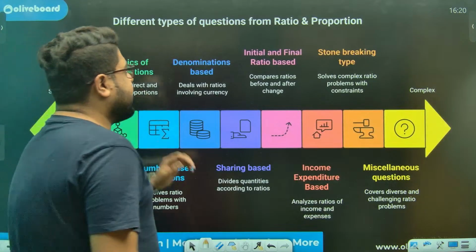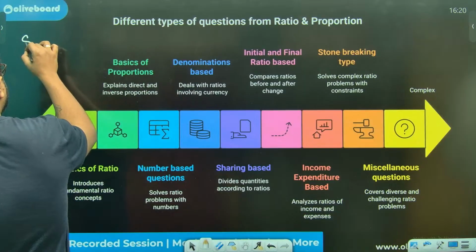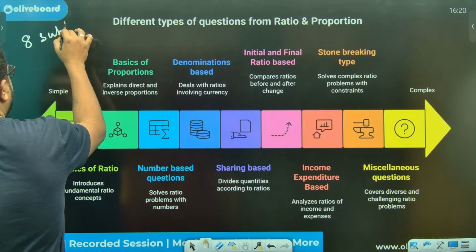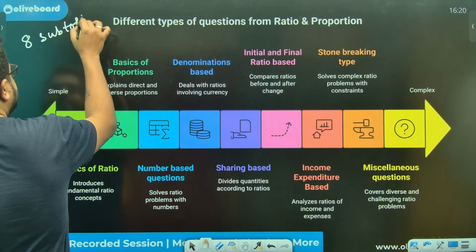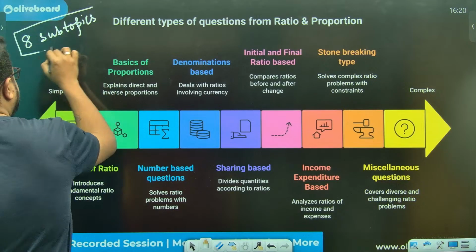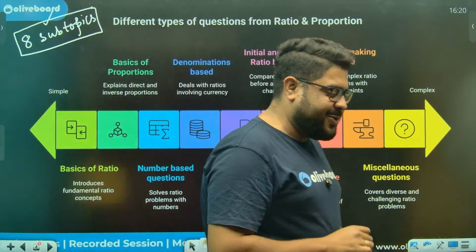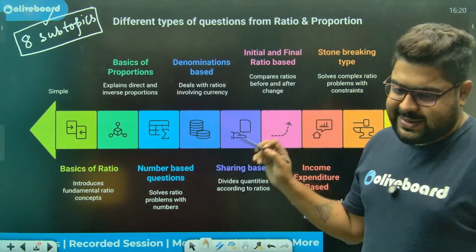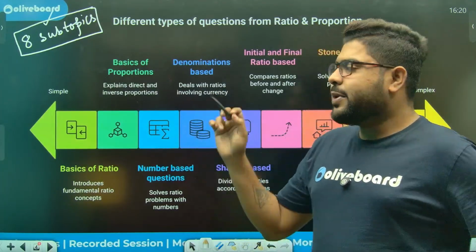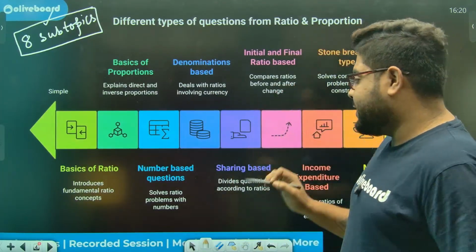Now these are the types. I have listed 8 subtopics. You'll say, sir, a little fewer subtopics compared to the other days. Yes, a little fewer subtopics compared to the other days. Why? I'll explain, don't worry.